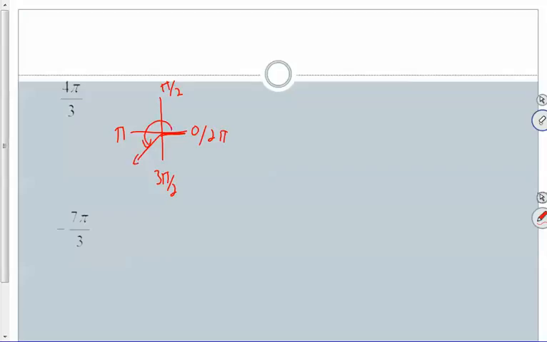Negative 7 pi over 3, you're going clockwise. That looks like it's a little bit past 2 pi. So I'm going to go this way, a little bit past 2 pi. I'm right here. And that is in quadrant 4. Does that make sense? Seems pretty easy enough. Let's get to the good stuff.